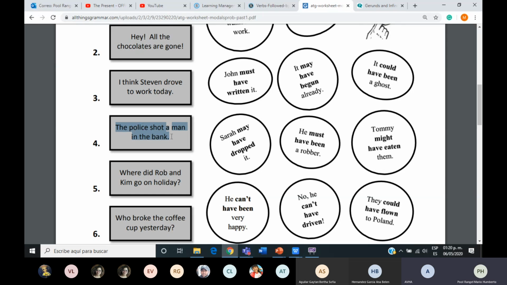So what's the match with the police shot a man in the bank? Muy bien. He must have been a robber. Sabe haber sido un ladrón y pues tómala. Right. Where did Rob and Kim go on holiday?